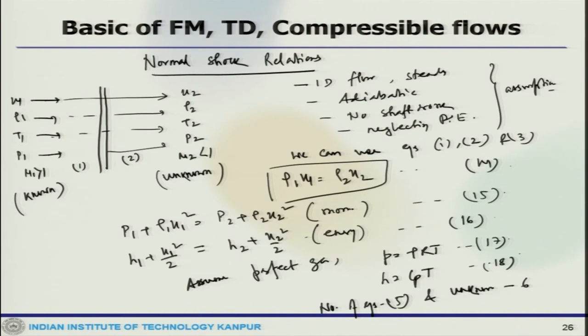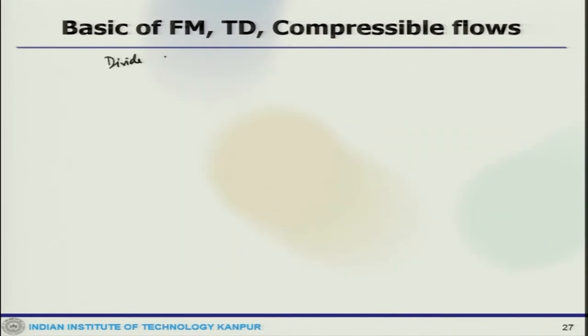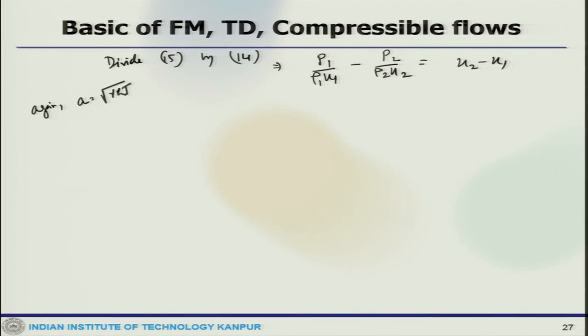So, what we will do, we will divide 15 by 14, and what we get is p 1 by rho 1 u 1 minus p 2 by rho 2 u 2. Again, you have A is root gamma r t. So, A square is gamma p by rho, or p by rho is A square by gamma. So, if you use that, this becomes A 1 square by gamma u 1 minus A 2 square by gamma u 2 equals u 2 minus u 1.